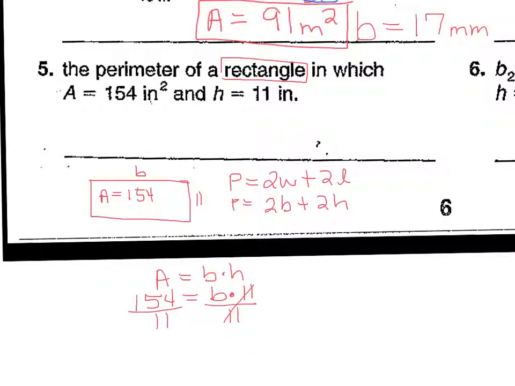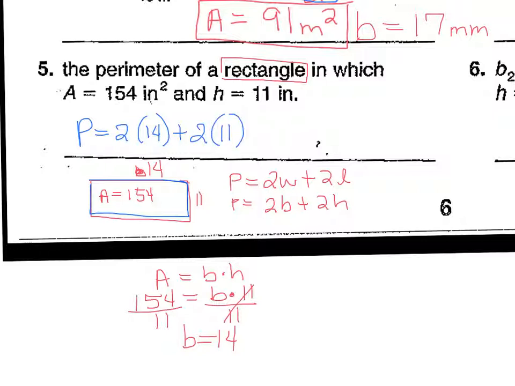So what's 154 divided by 11? That's 14. So the base is 14. Since the base is 14 and you want to find the perimeter, which is the length around a figure, you can use a formula. Perimeter: twice 14 is 28, and then twice the height is 22, and together it is 50, and the unit of measure is just inches. Okay, that's number 5.